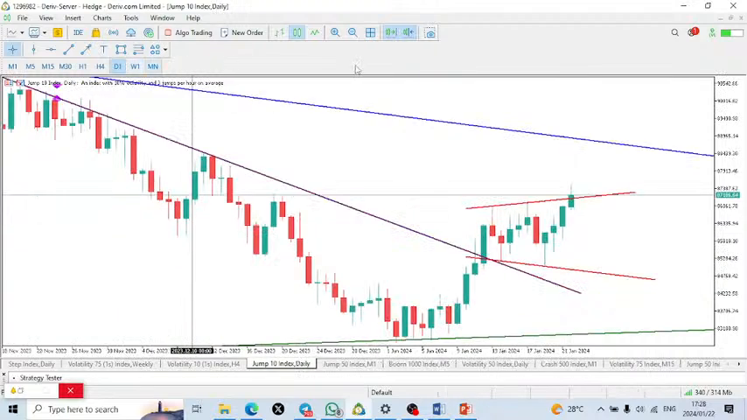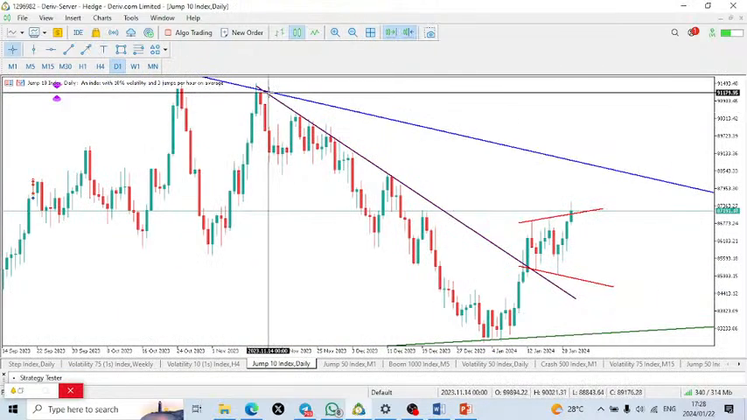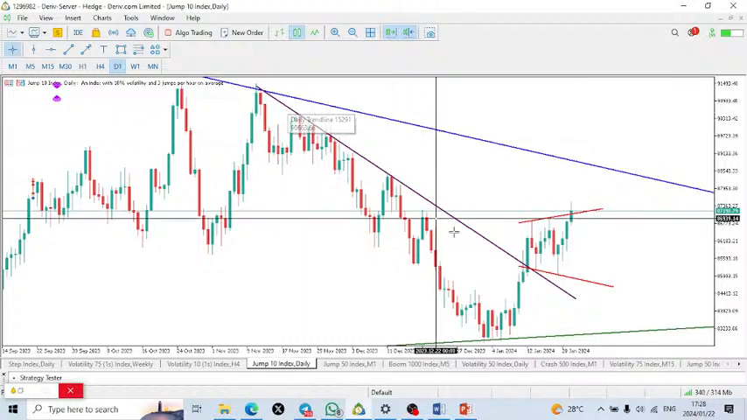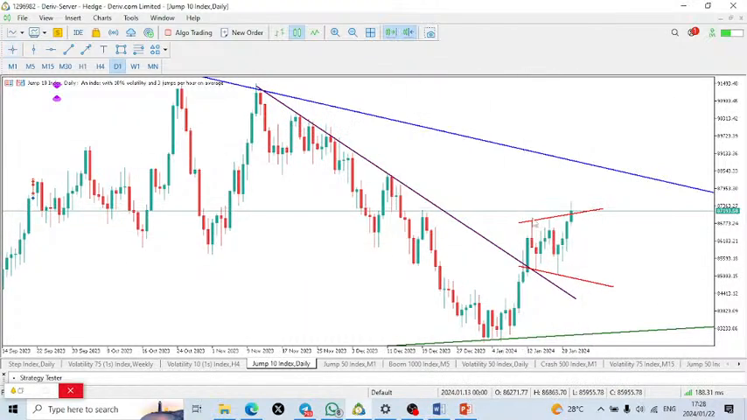And what we can also see is that if I drop down to the daily chart, I can see there was a trend line, and the trend line was broken, and price was being confirmed.